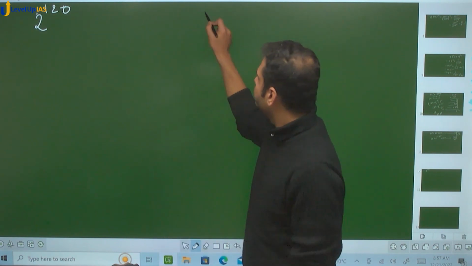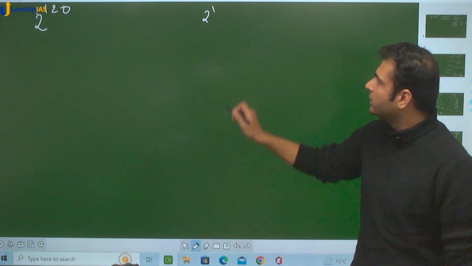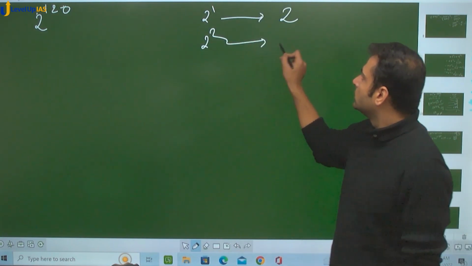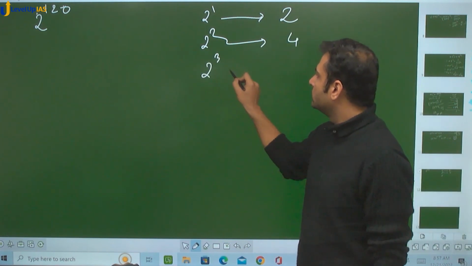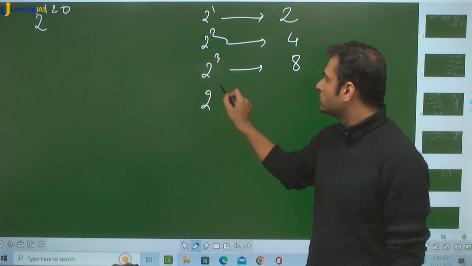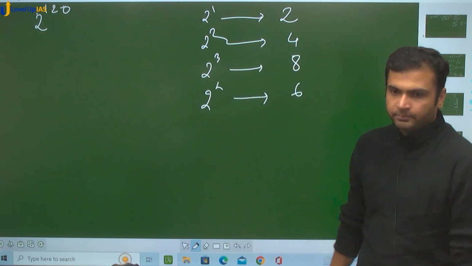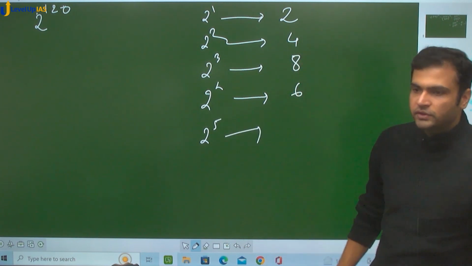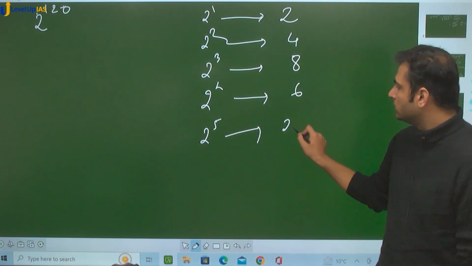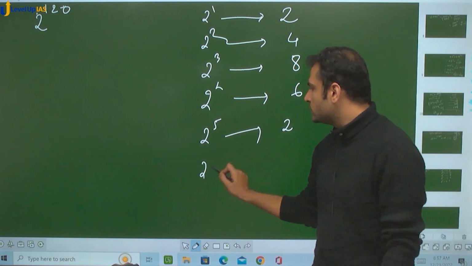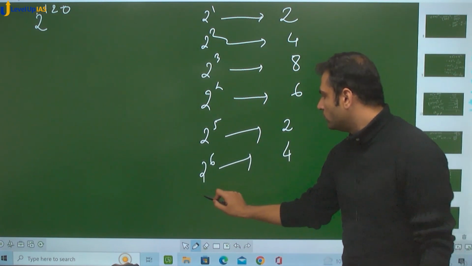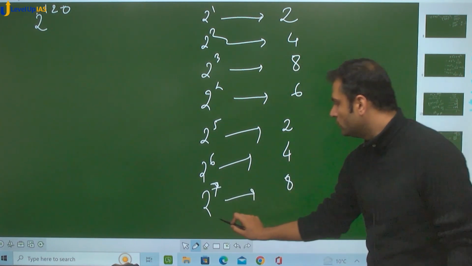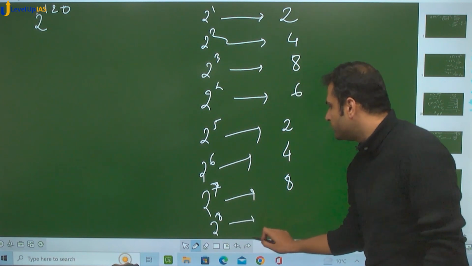2 raised to 1 is what? Units place, you just tell me the units: 2. 2 raised to 2 is 4. 2 raised to 3 is 8. 2 raised to 4 is 16, the units place is 6. 2 raised to 5 is 32, so 2. 2 raised to 6 is 64. 2 raised to 7 is 128. 2 raised to 8 is 256.